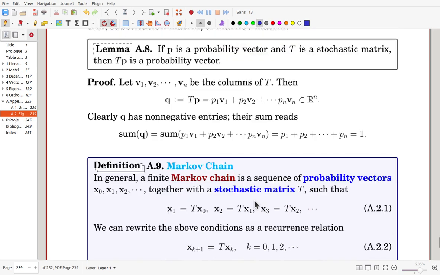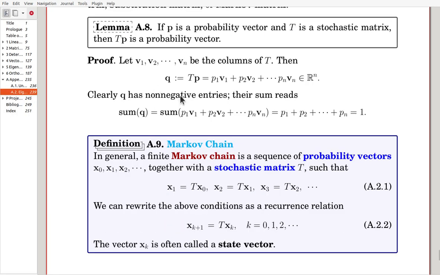Okay, see the lemma. If P is a probability vector and T is a stochastic matrix, then their product, TP, is a probability vector. It can be proved easily. If v1 to vn are the columns of T, then the product can be written as a linear combination of the columns of T.